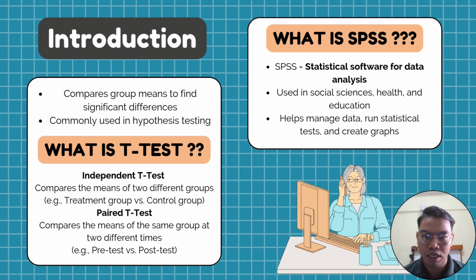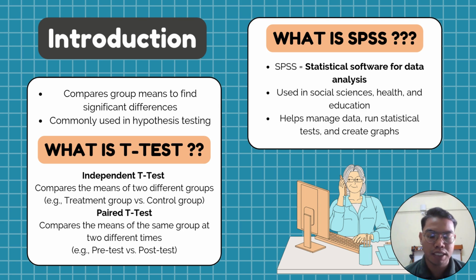What is a t-test? A t-test compares group means to find significant differences. It is commonly used in hypothesis testing. There are two main types of t-test. First is the independent t-test and second is the paired t-test. The independent t-test compares the means of two different groups, for example, male and female, treatment versus control. It checks if the difference between the group means is statistically significant.